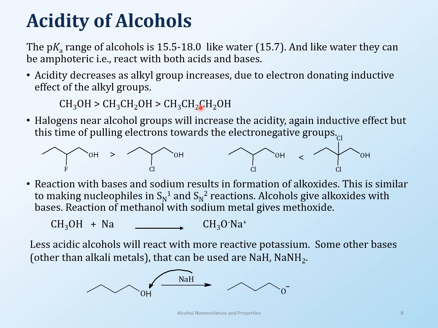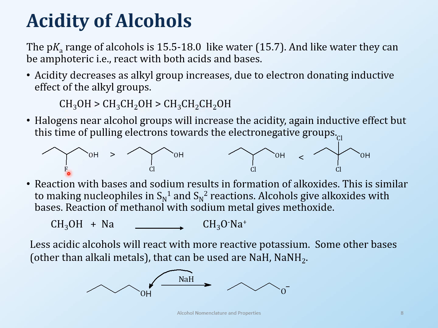When you have more alkyl groups, they tend to donate electrons, and if they donate electrons, they're kind of holding on to the hydrogen. If they're holding on to the hydrogen, it is not going to want to dissociate. So propanol becomes less acidic. Methanol is most acidic, and least is the propanol in this category.